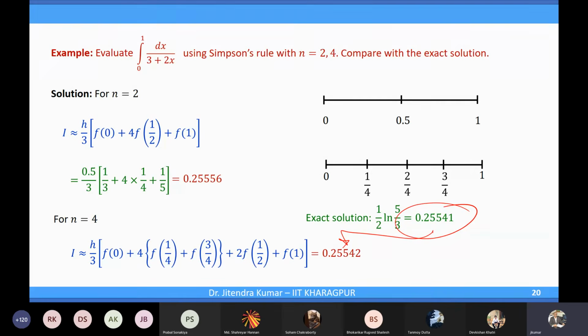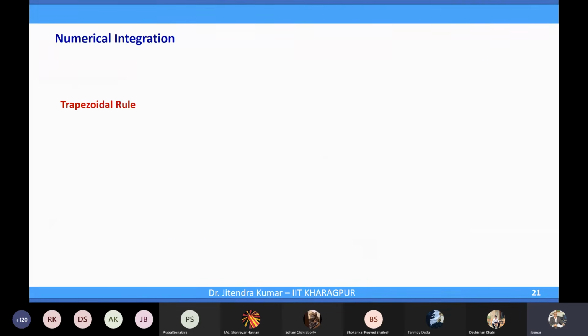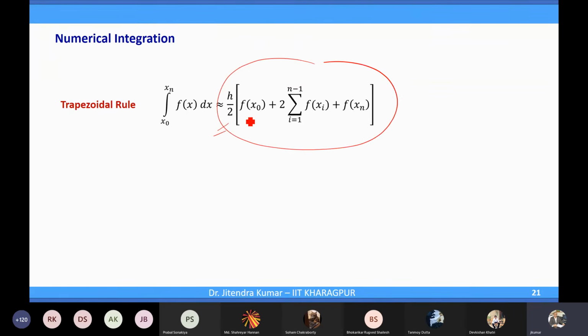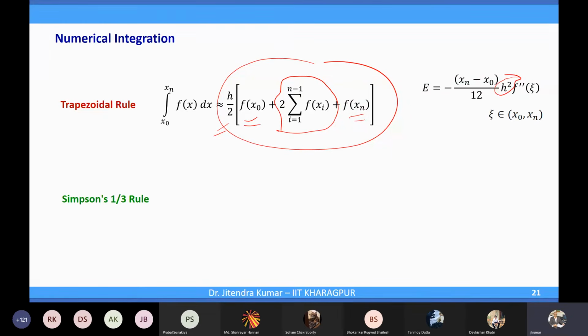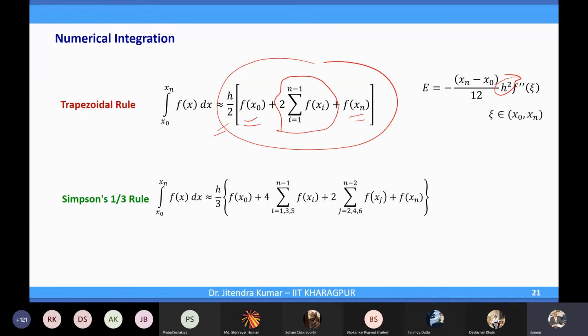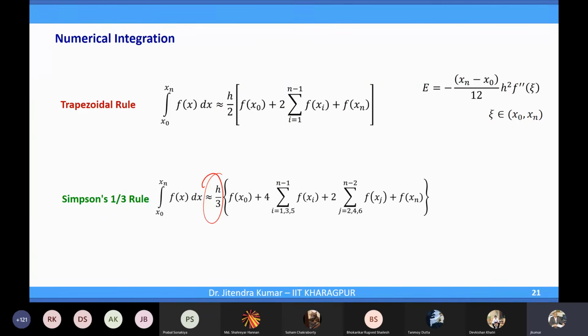Good. So the numerical integration, we are almost done now here. We have only two rules, the trapezoidal one, for which you need to remember this formula: h by 2 f(x0), then 2 times the sum at these internal points, and then f(xn). And the error was of order h^2, which we have to also remember. The Simpson's 1/3 rule was given by h by 3 f(x0), f(xn), and here 4 times, here 2 times, and then you add, you will get the value.